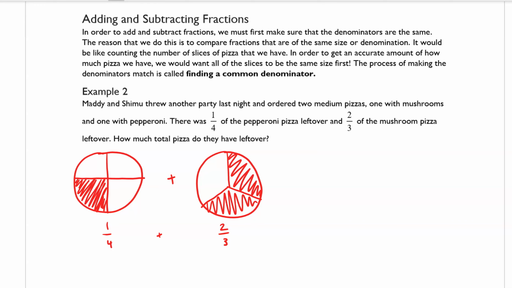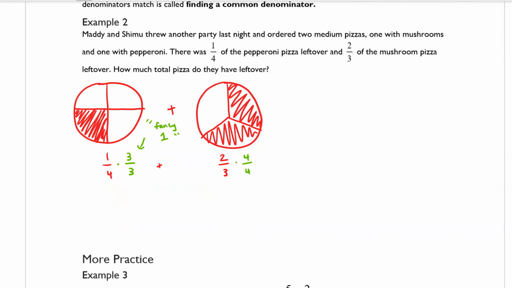But sometimes we want to multiply by a fancy one. So for example, I'm going to multiply the first one by 3 over 3, which again, this is a fancy number 1. 3 divided by 3 is 1. And then here, I'm going to multiply this by 4 over 4. And let's see what new fractions we get. So if I do that multiplication, then 3 times 1 will be 3, and 4 times 3 is 12. And I still want to add that with 2 times 4 is 8, and 3 times 4 is 12.